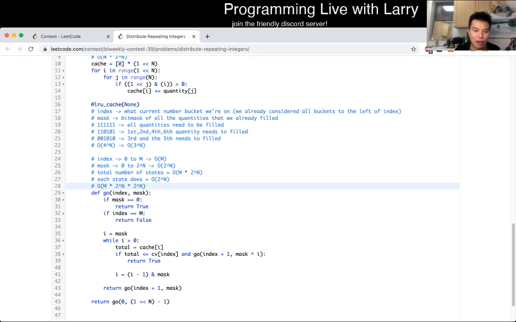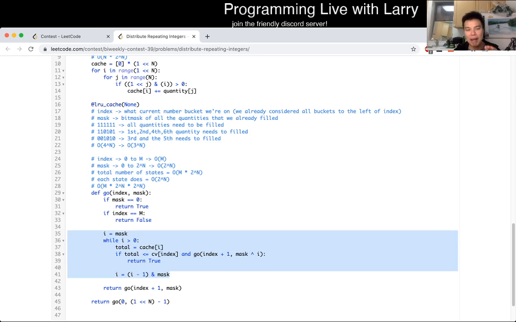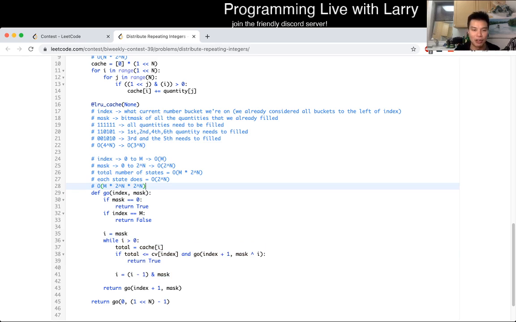But it turns out, because of the way that I did this bit mask thing, where it only counts the bit mask, if you do the math, and there are videos that explain this derivation, it turns out to be m times 3 to the n. For m equal to 50 and n equal to 10, this is roughly equal to 3 million. So this is fast enough for that reason.